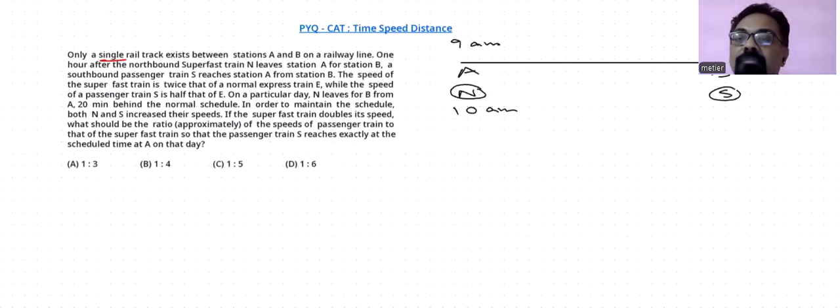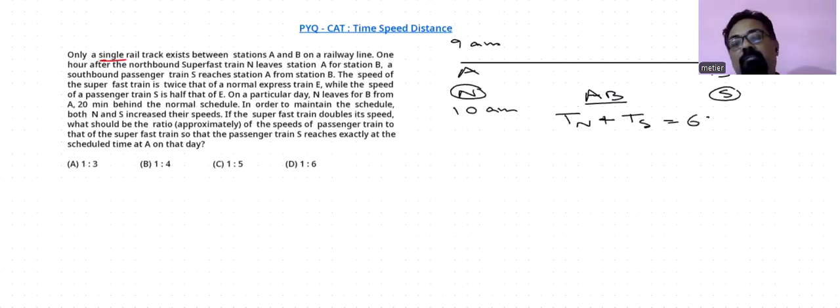So what can we write down here? To cover the distance AB, the total time taken by train N to cover AB plus the time taken by train S to cover BA, total time is 1 hour, means 60 minutes. I think this is clear now, because it is a single railway track, so they cannot move simultaneously. Once train N reaches B from A, the train S will start from B, then it will reach A, and total time here is 1 hour. So this part is over.